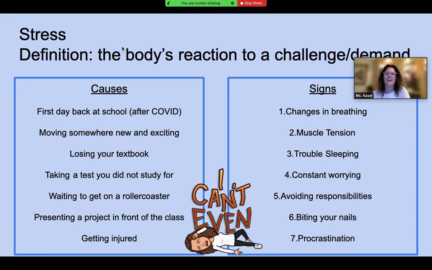Okay, so the definition of stress: it's the body's reaction to a challenge or demand. Some causes: you might be going first day back to school after COVID. That's stressful, right? Losing your textbook, waiting to get on a roller coaster, getting injured. All of those things can cause some kind of stress. Signs of stress. How do we know we're stressed out? We might change our breathing. We might have muscle tension. We might have constant worrying, trouble sleeping. All these things are signs. And again, everyone's different, so the signs are different with each person.